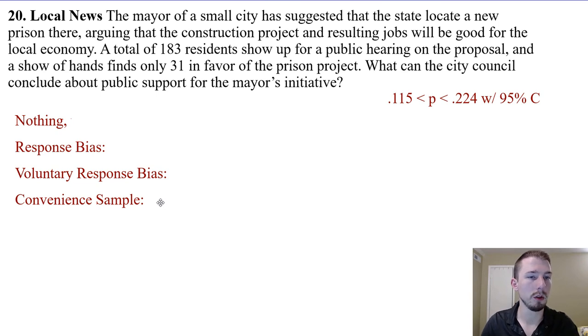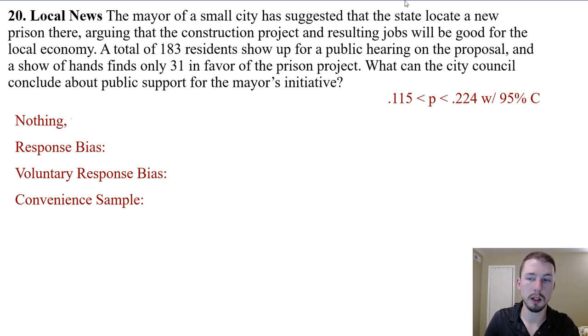Number 20, local news. A mayor of a small city has suggested that the state locate a new prison there, arguing that the construction project and resulting jobs will be good for the local economy. A total of 183 residents show up for the public hearing on the proposal, and a show of hands finds that only 31 are in favor of the prison project. What should the city council conclude about the public support for the mayor's initiative?